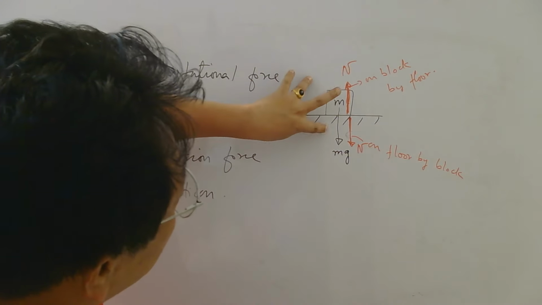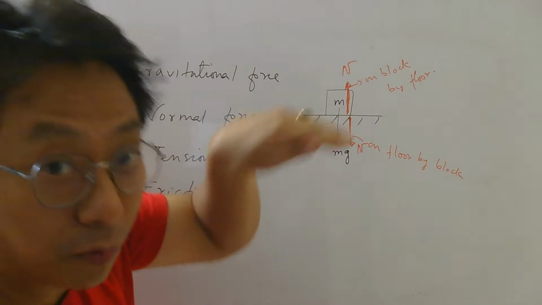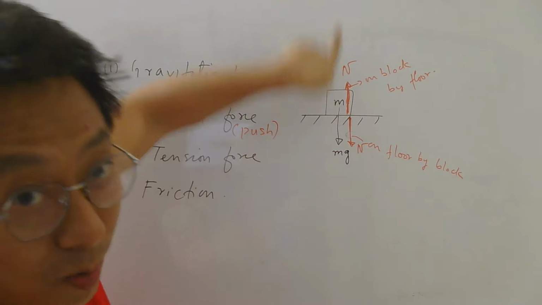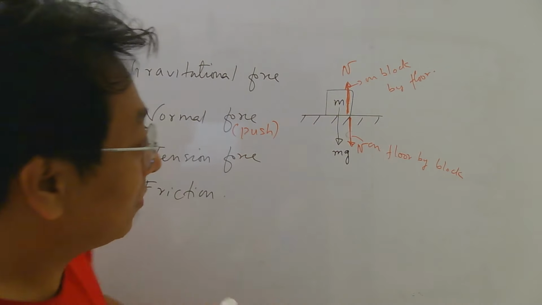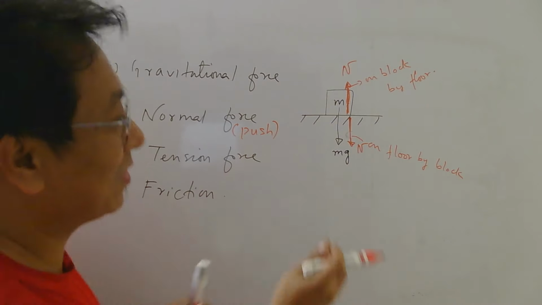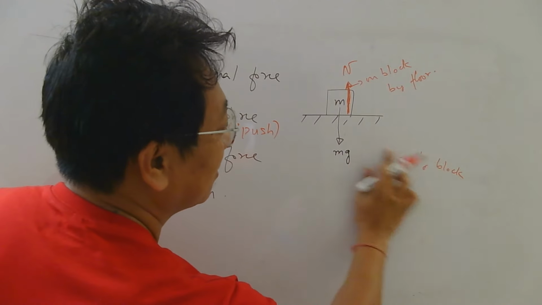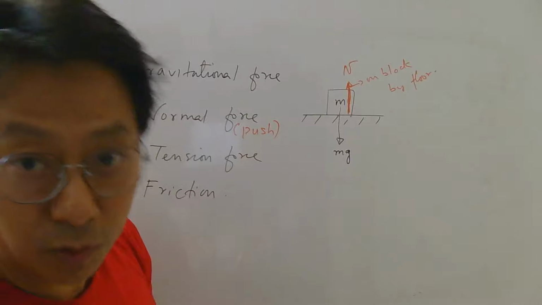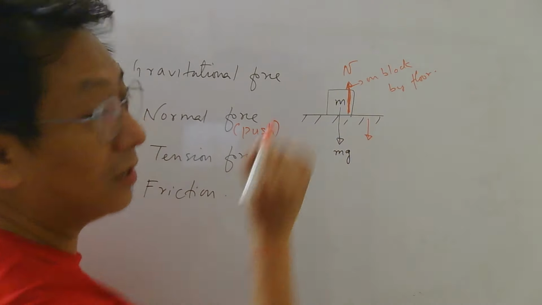One of them you can take as action, the other one will be reaction. So the block is pushing the table down. So this is force on table or floor by the block. Reaction will act on the block by the floor. So if you choose floor as system, then you have to draw this force. But we never choose the floor as system. We will choose this block as system. So then you don't need to show this force. But in case somebody says, no, I want to choose floor as system, then you have to show the force on the floor by the block.